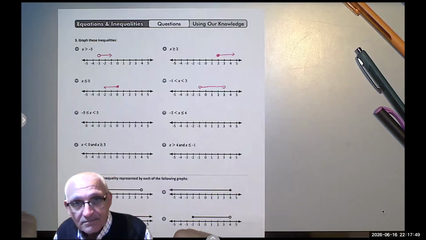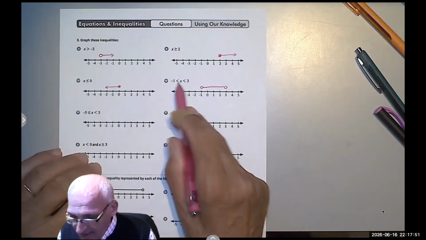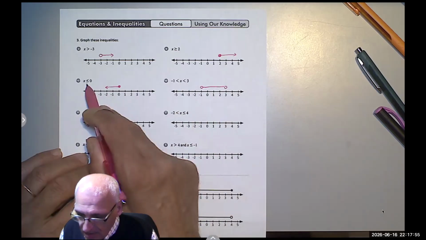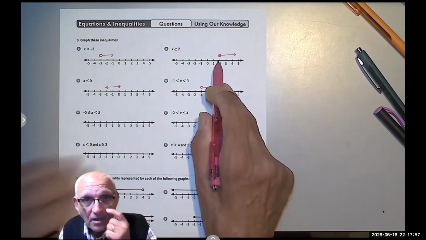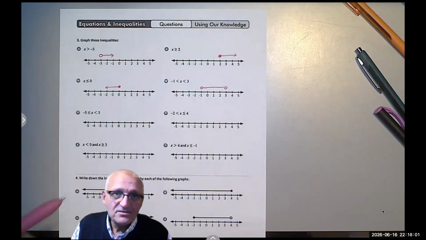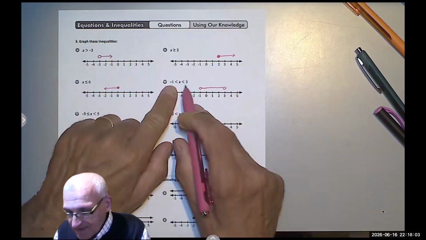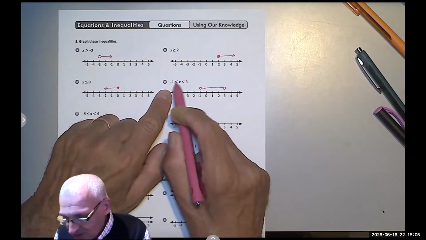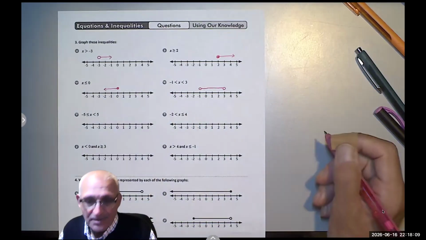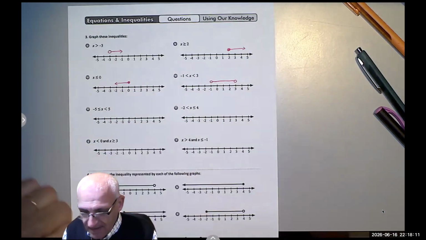Okay? So if I don't have equal, I draw an open circle. If I have equal, I draw a closed circle. Greater than is to the right, less than is to the left. If both are there, then I am to the right of -1 and to the left of 3. Very simple.